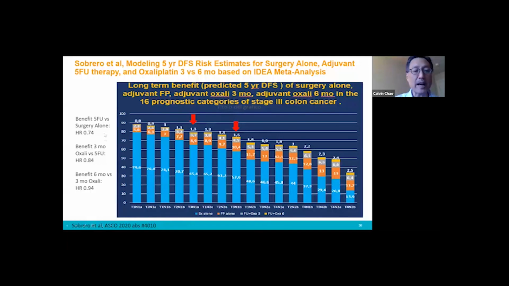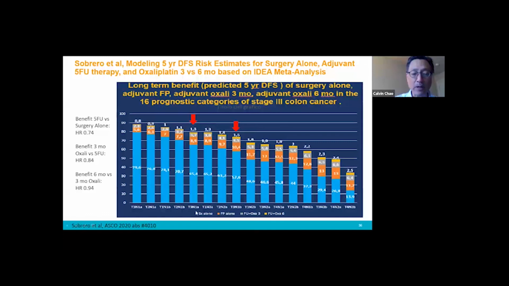But what they did was take some hazard ratios. We know that 5-FU benefits over surgery alone with a hazard ratio of 0.74. We know that based on literature. We also know that oxaliplatin adds some 16% improvement in risk, with a hazard ratio of 0.84 when given for 3 months. And then from 6 months over 3 months, it's a small difference of about 6%. And so what he did was calculate for every one of these T and N stages what the patient's risk would be for surgery alone.